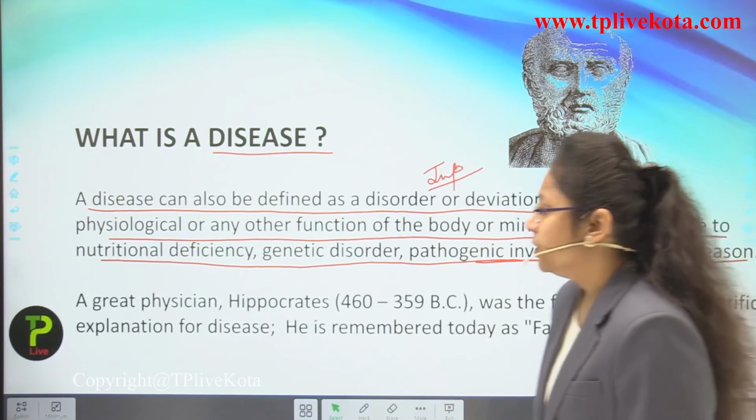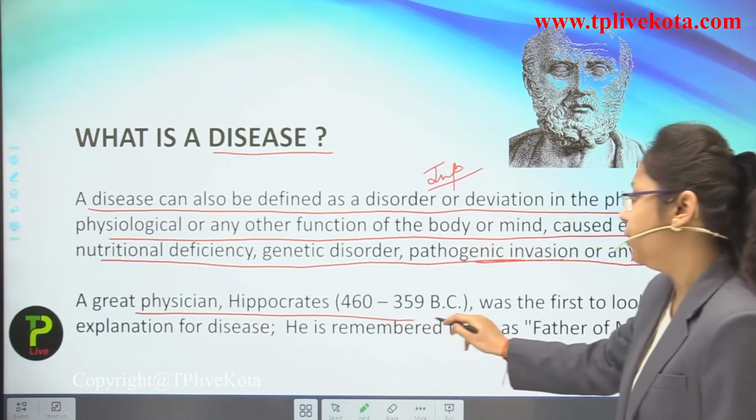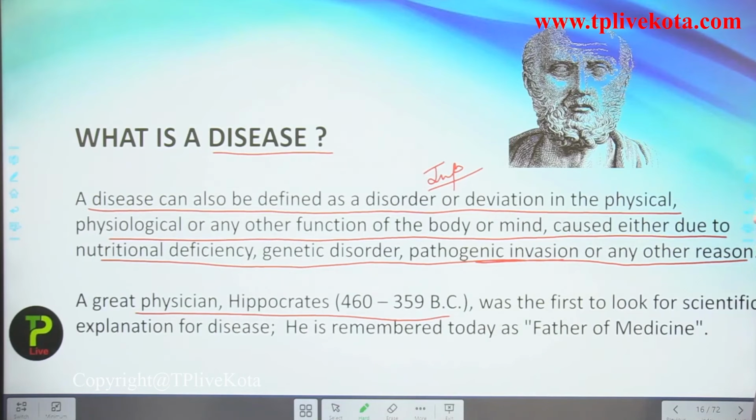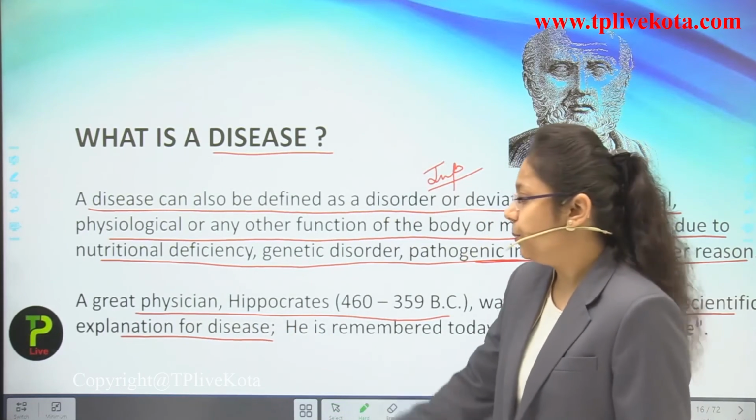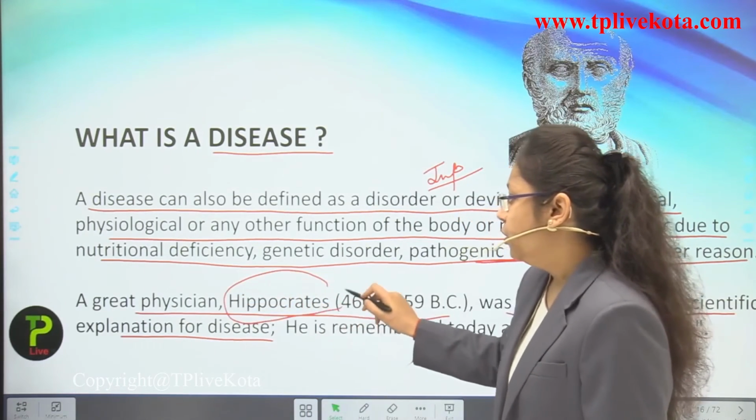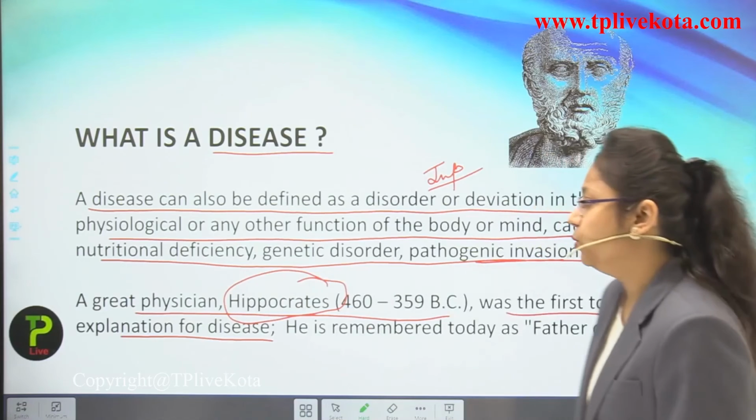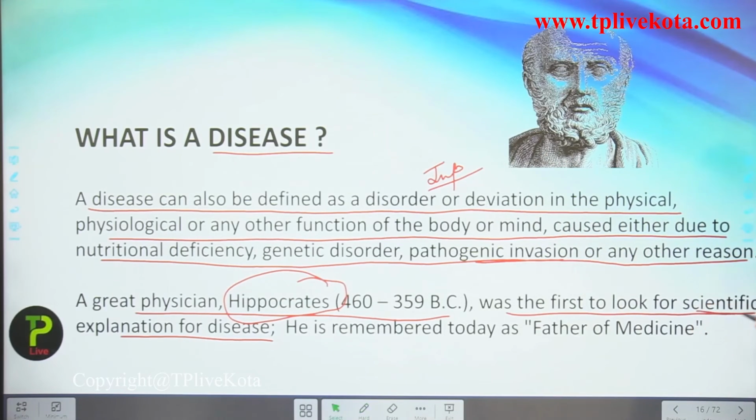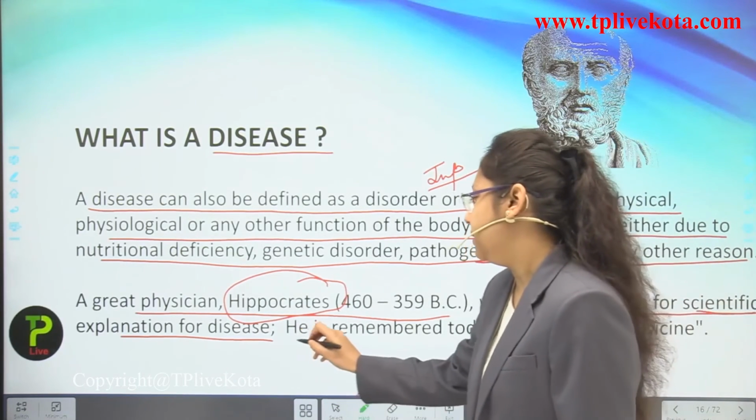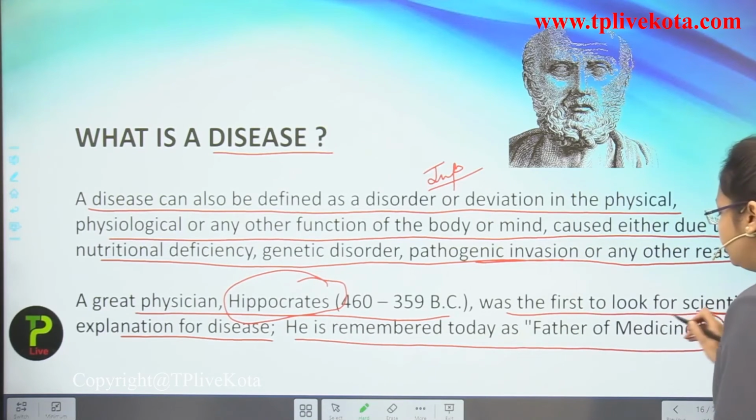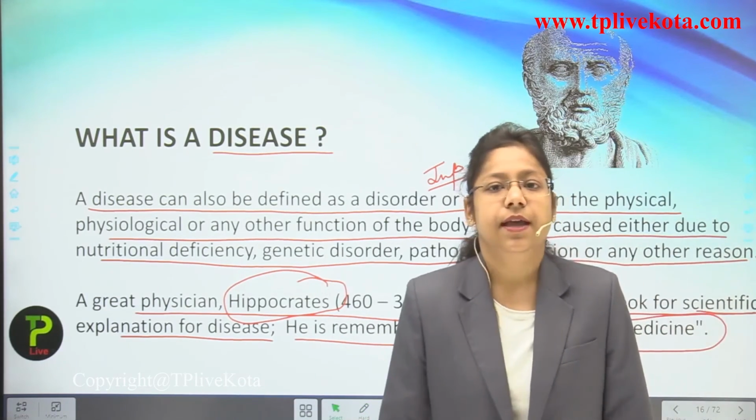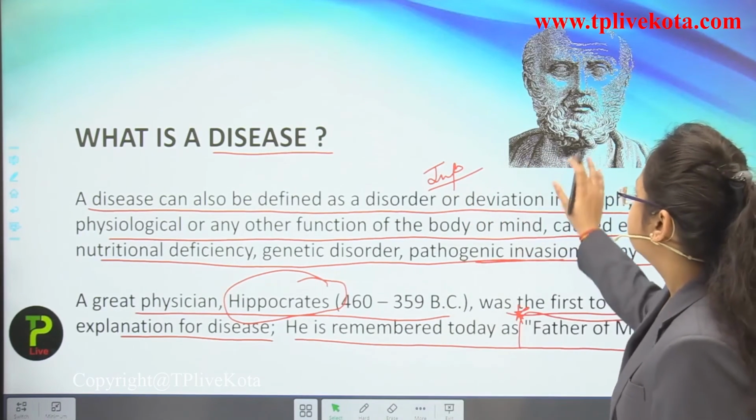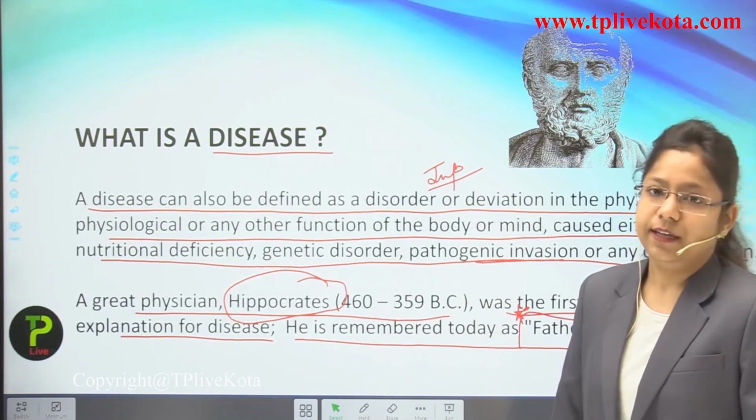Okay students, now next point, a great physician Hippocrates, in 460 to 359 BC, was the first to look for a scientific explanation for disease. So Hippocrates was the first scientist who took the way to give a scientific explanation of disease, and he is remembered today as the father of medicine. So remember the name of the father of medicine, students, it is Hippocrates. And this is the pictorial representation of Hippocrates.